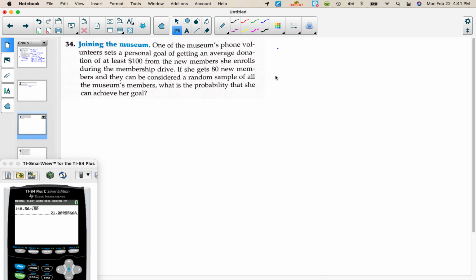All right, so problem 34, still talking about the museum. One of the museum's phone volunteers sets a personal goal of getting an average donation of at least $100 from the new members she enrolls during the membership drive. If she gets 80 new members, and they can be considered a random sample of all the museum's members, what's the probability that she can achieve her goal? So our sample size for this problem is now 80. Instead of 50, it's 80. And she is wanting to know the probability that her average donation can be at least $100.